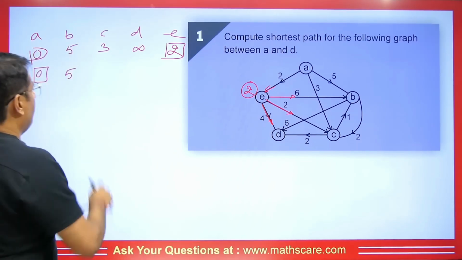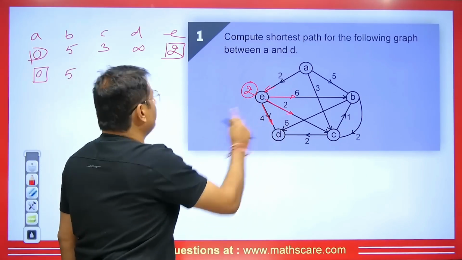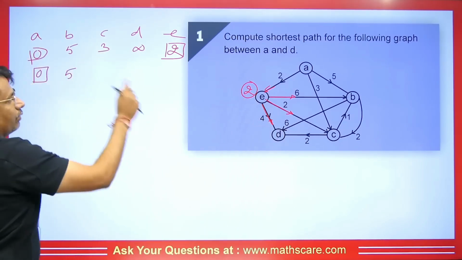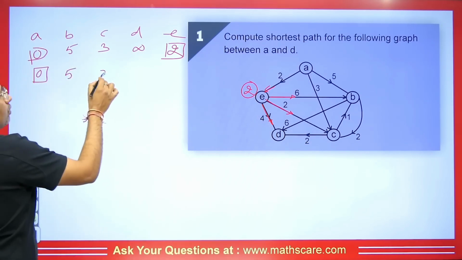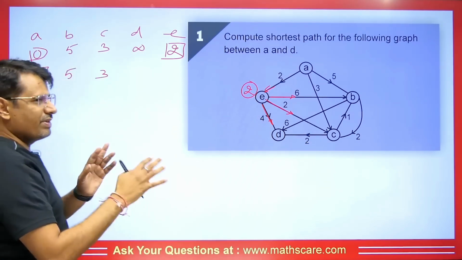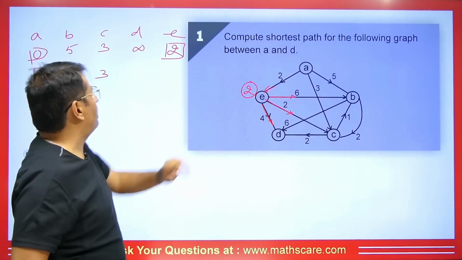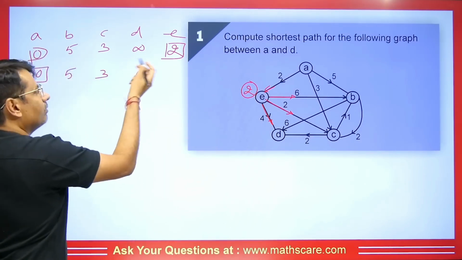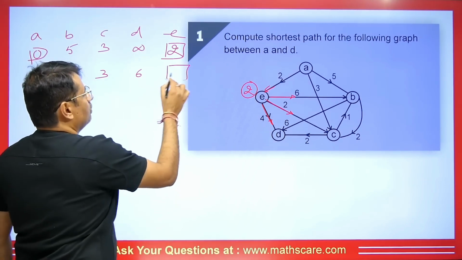This needs attention. Now we are at C, right? So from E to C we are going. From E to C, 2 and 2 makes 4. And here 3 is coming. See, this is 2 and from here to here is 4. But here it's 3. We will write 3 because we will write the minimum. Now from E to D, 4 and 2 are 6. And here we have infinity. Minimum will be 6. And E, we will write this as it is here because this is fixed.